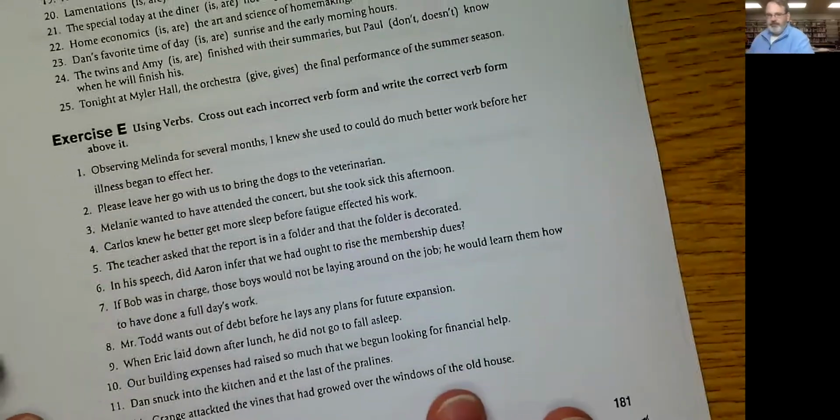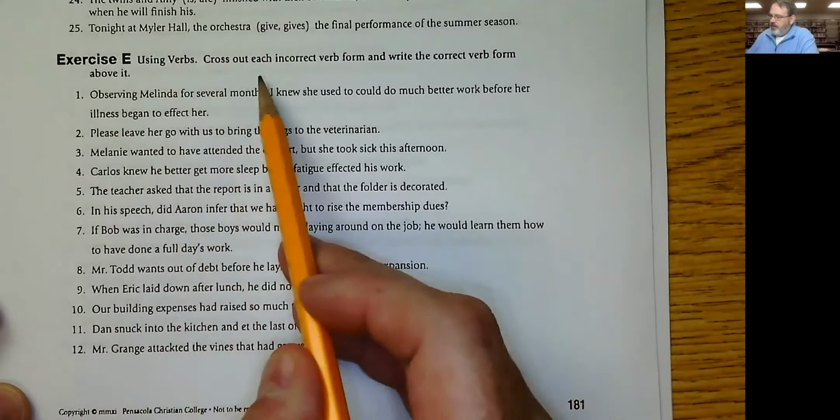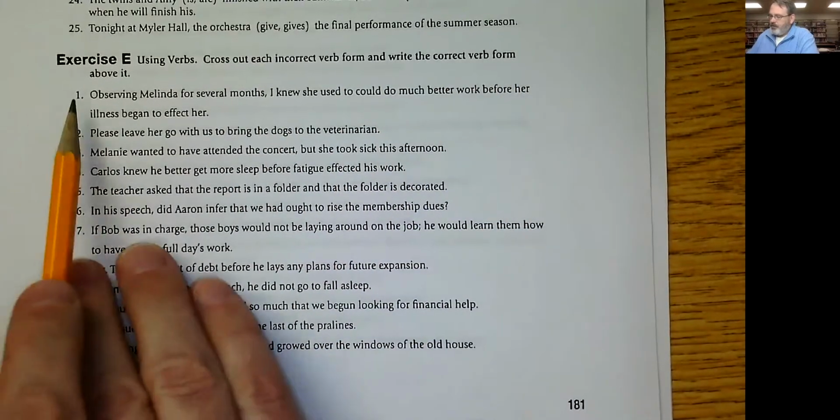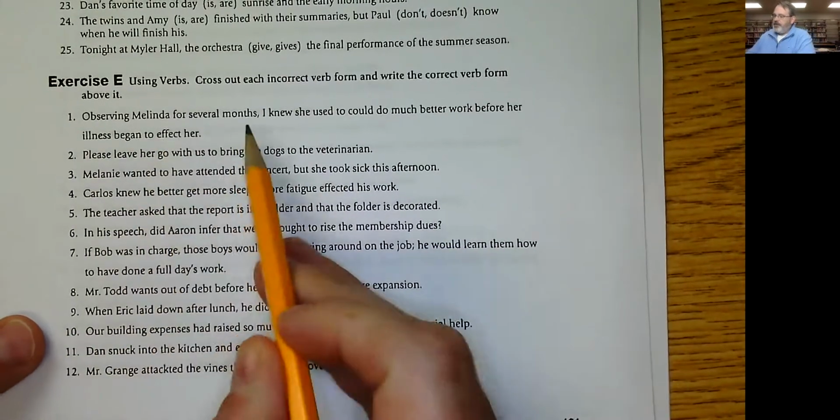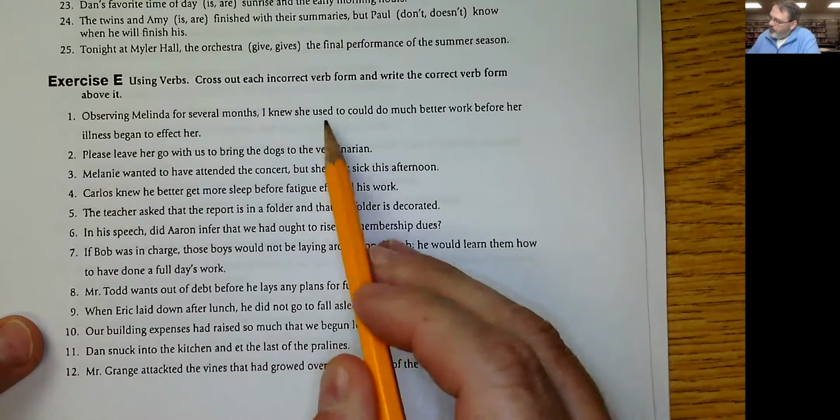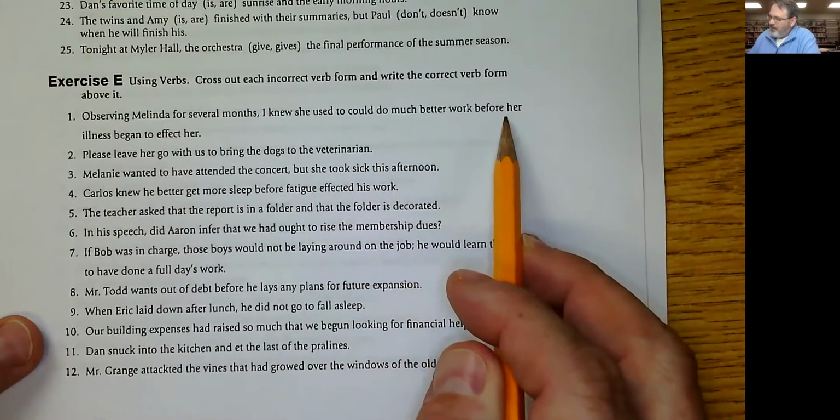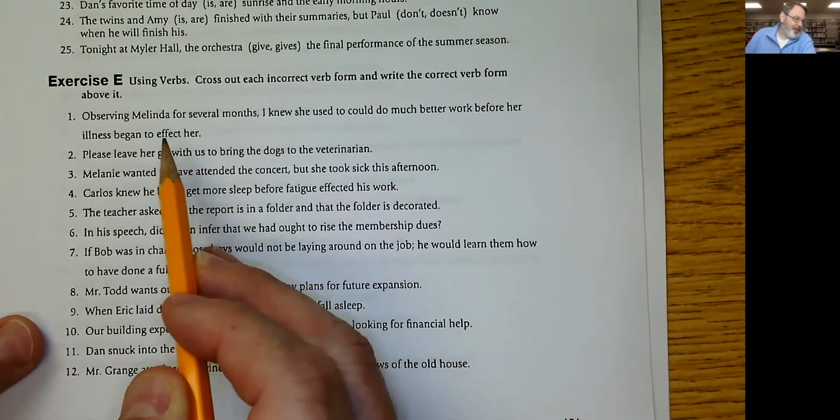And then the last exercise, exercise E. Using verbs, cross out each incorrect verb form and write the correct verb form above it. So we're just looking for incorrect verb forms. Observing Melinda for several months, I knew she could do much better work before her illness began to affect her. There are a few bad verbs here, aren't there?